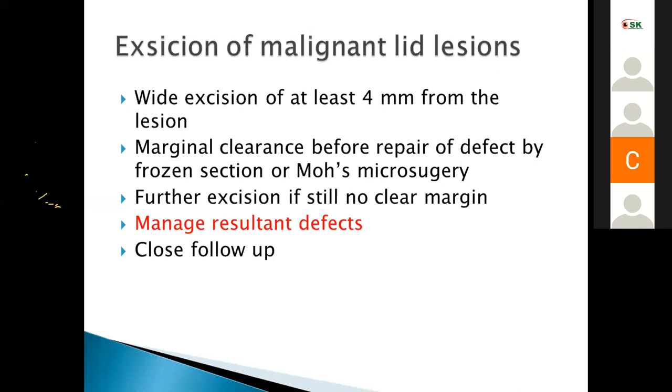Most people do a frozen section. Frozen section means that after excision of the lesion, you go further and excise the margins, label them very well, and they are taken to be frozen and examined immediately. So in that case, the patient remains in theater until the histology, until you get a report from the pathologist.